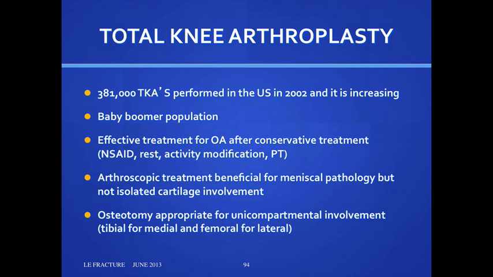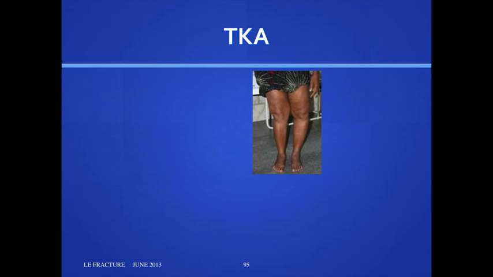Arthroscopic treatment is beneficial prior to this if there's meniscal pathology, but if there's just osteoarthritis, it has no impact on a positive outcome. And an osteotomy is appropriate, especially if there's unicompartmental disease. Think about it. It's appropriate if the medial joint is arthritic and you're desiring to decrease compression or forces in that area.